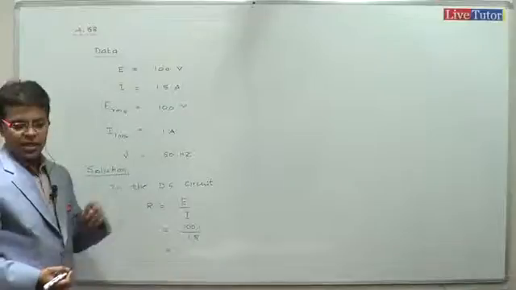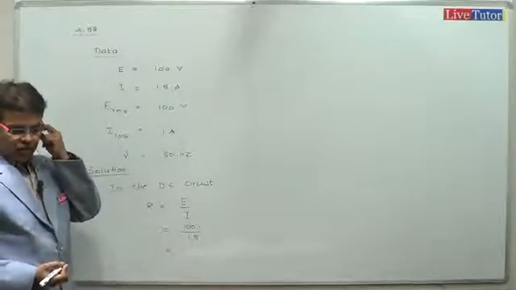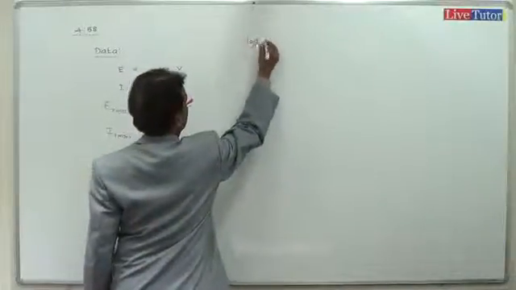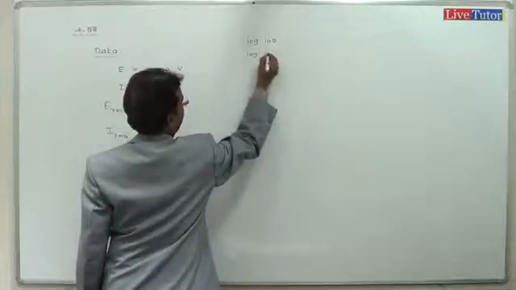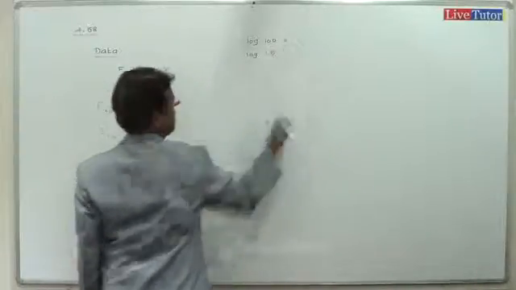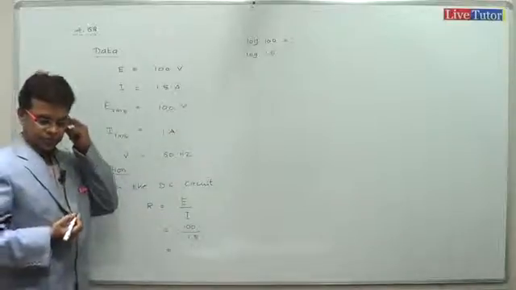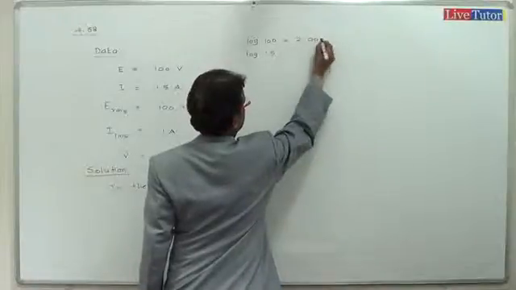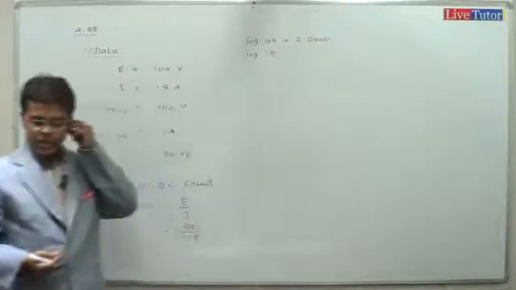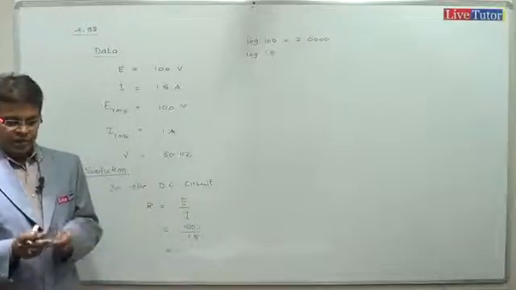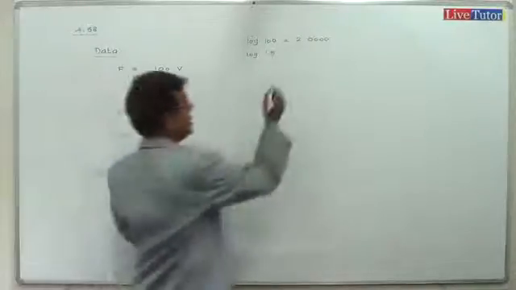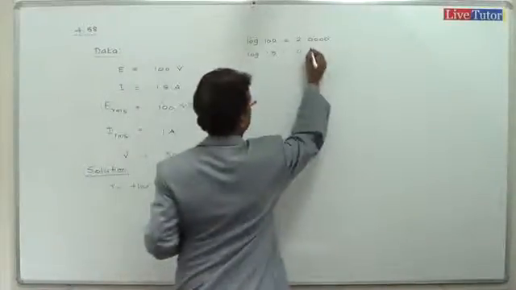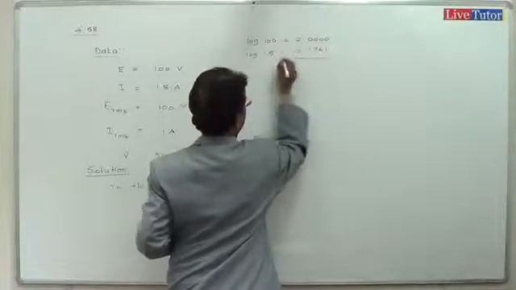So what is 100 divided by 1.5? We'll have to calculate using the log book. Come on, calculate it. How to find out the value of 100 by 1.5? Take the log value of log 100 and log 1.5. Calculate quickly and tell me. Take anti-log and tell me quickly. This is 2.0000. The next one is for 1.5, that is 0.1761. So we have to subtract it.